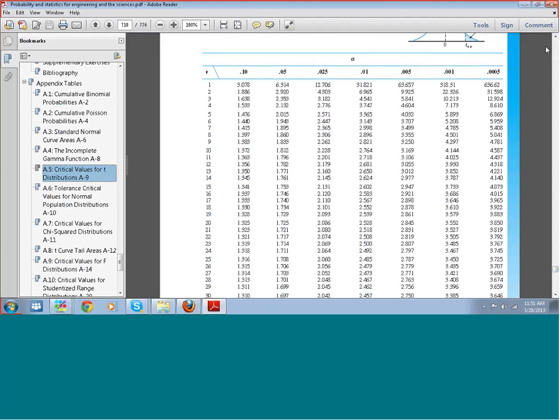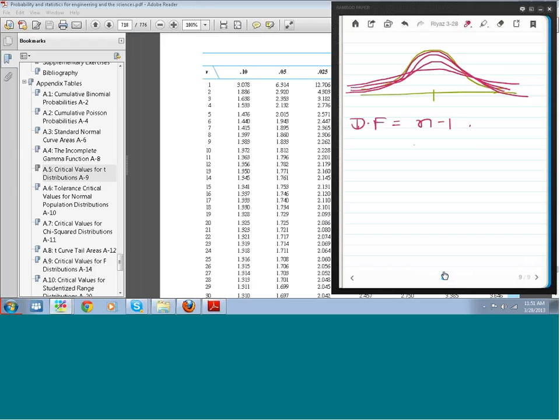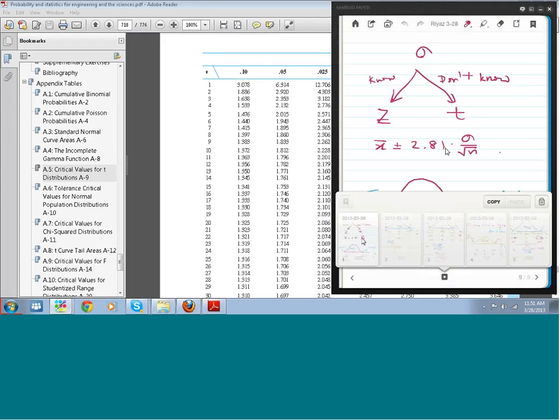A lot of times you can have 10 samples, but if you know the population standard deviation, that's the first thing I drew in this book, on the first page, see this? If you know the population standard deviation, it doesn't matter. You don't need to worry about T. You can use Z.